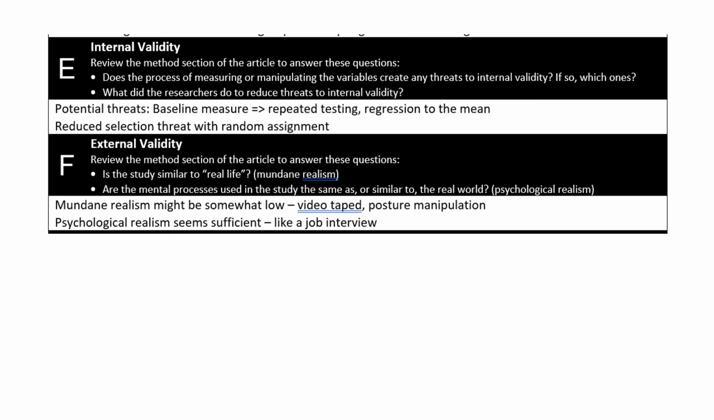Thinking about external validity in terms of mundane realism and psychological realism also helped me separate my thoughts about the stress procedure and postural manipulation. The section about internal validity was relatively simple, so I'll let you review those notes.